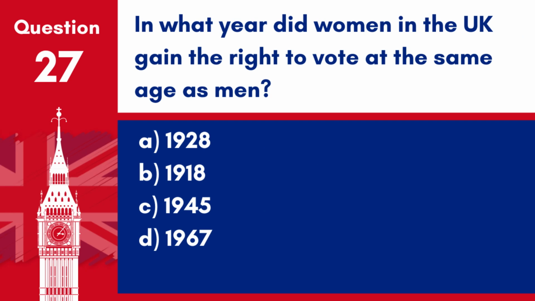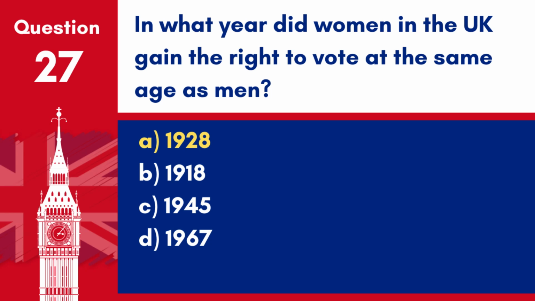Question 27. In what year did women in the UK gain the right to vote at the same age as men? A. 1928. B. 1918. C. 1945. D. 1967.